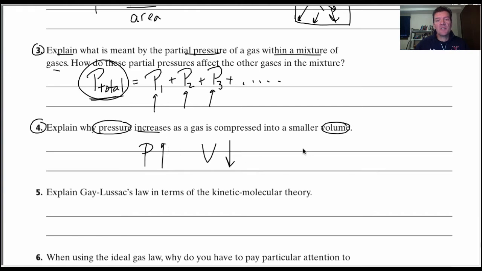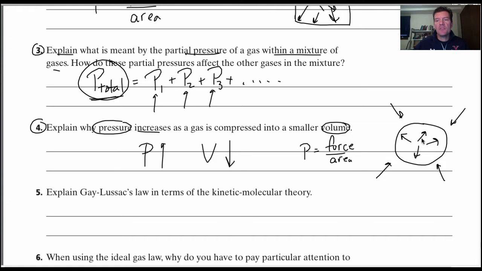Let's think again about what pressure is. Pressure is force over area. If you have a balloon, let's say, with gas particles in there bouncing against the inside of the walls of that balloon, and then you exert more pressure on the outside, you increase the exterior pressure and you shrink that balloon. Now that balloon is going to be smaller, but the number of particles didn't change and the temperature didn't change.